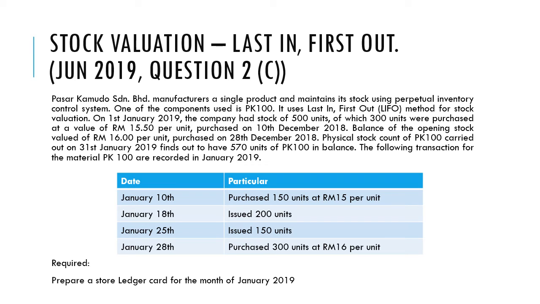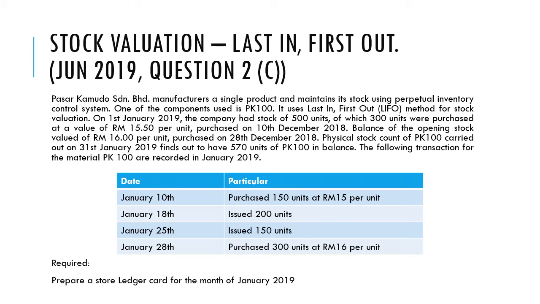So in this case, the 300 units of opening stock are considered to be the older stock, and the balance, which means 500 minus 300, 200 units of stock, are considered to be the newer stock because it was purchased on the 28th December. A physical stock count carried out on 31st January found 570 units of PK100 in balance. This is the closing stock which we will include at the end of our store ledger card.